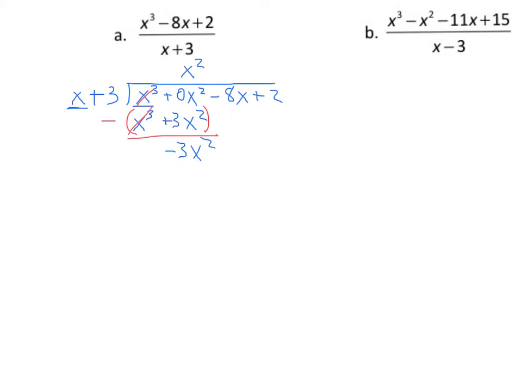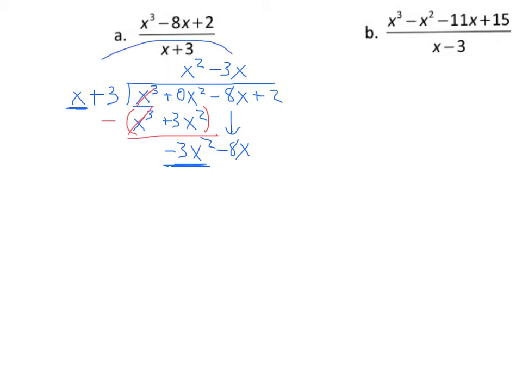And then your next step is to bring down the next term. So I bring down minus 8x. And then I divide again. So I go back to the x in the front, and I ask myself, x times what would give me negative 3x squared? So that would be negative 3x.